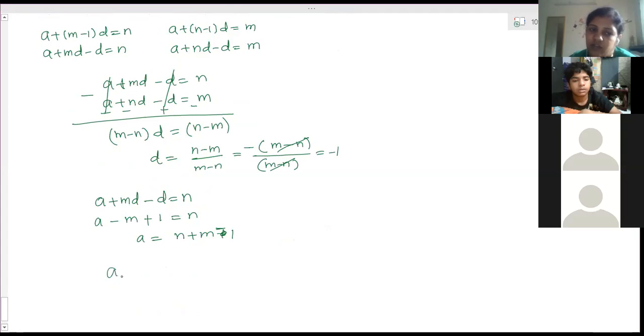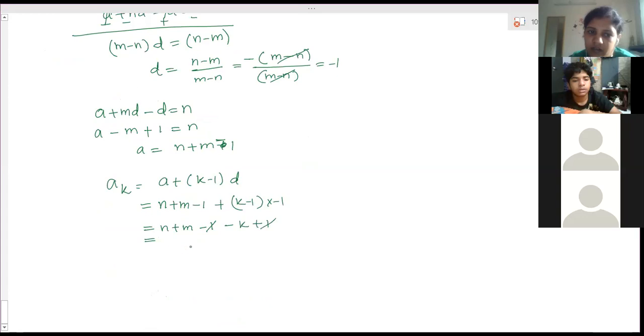Then which value do you have to calculate? The kth term. That is equal to a plus k minus 1 into d. Substitute the value: n plus m minus 1 plus k minus 1 into minus 1. So this is equal to n plus m minus 1 minus k plus 1, minus 1 and plus 1 cancel. So this is equal to n plus m minus k, the value of the kth term.